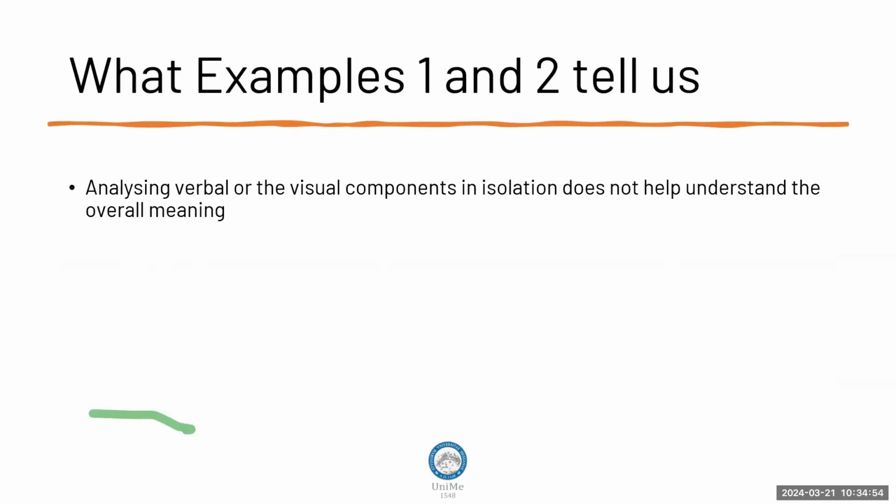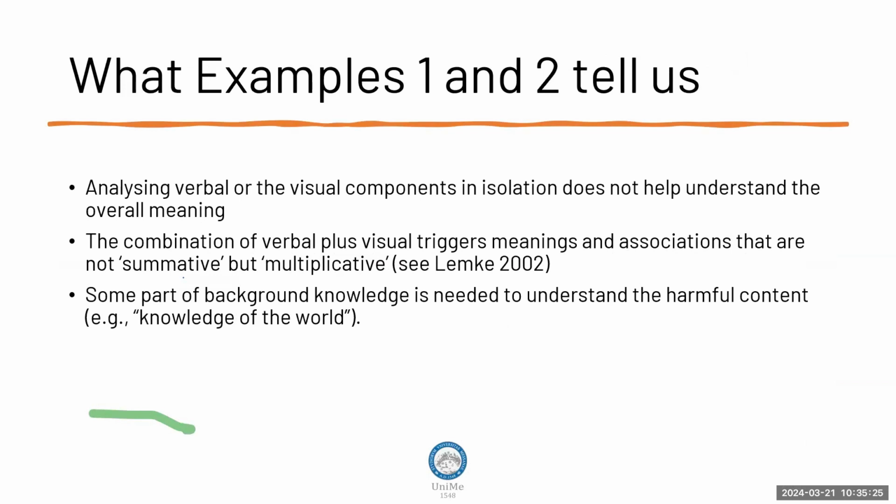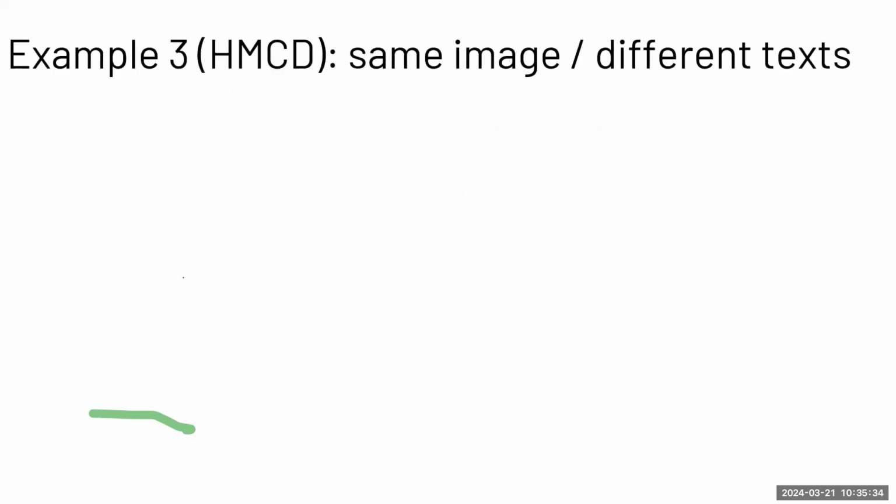Analyzing verbal or visual components in isolation does not help understand the overall meaning. And the combination of verbal plus visual triggers meanings and associations that are not summative, but multiplicative. And this is something that we have learned from Lemke. I think that this is very, very relevant to discussions and debates that are currently being developed in the context of computational models. So some background knowledge is also needed to understand the harmful content, what can be called knowledge of the world.